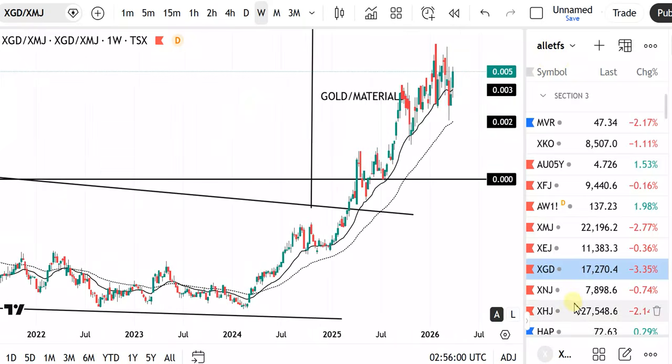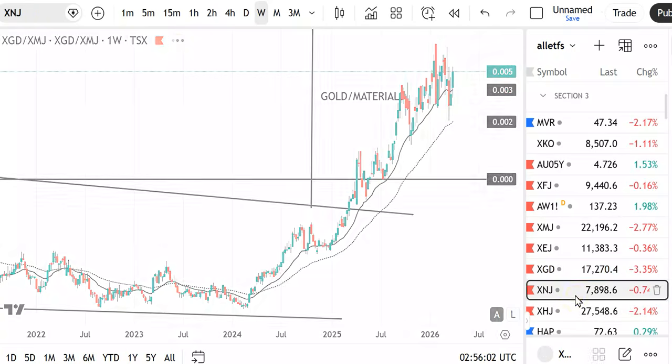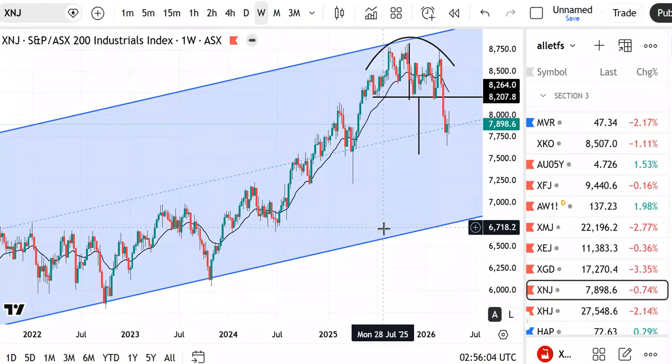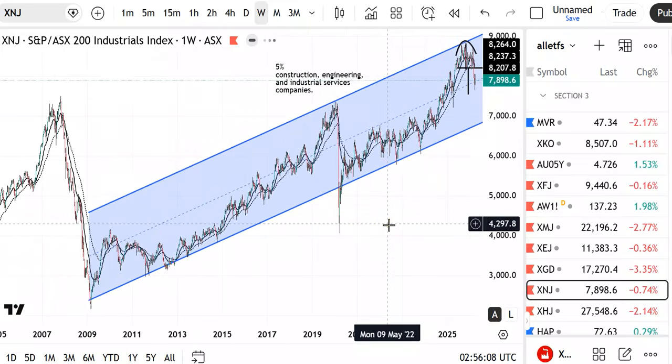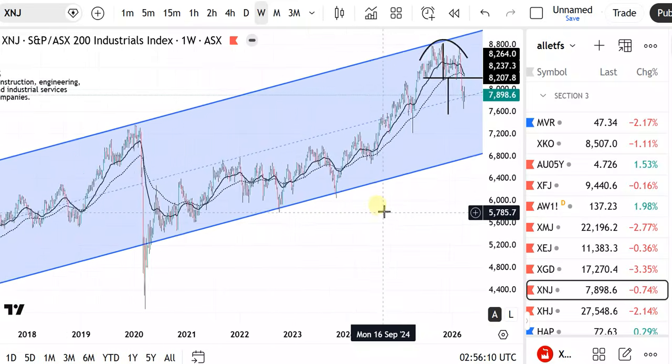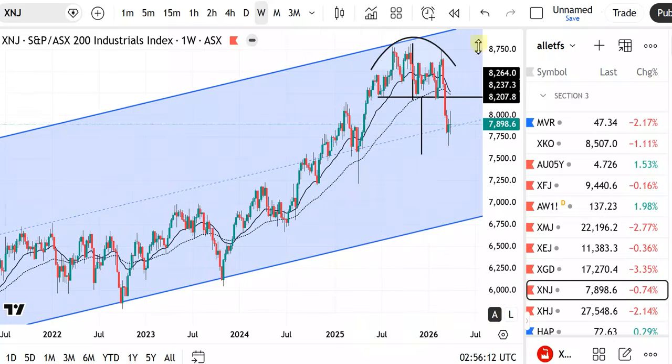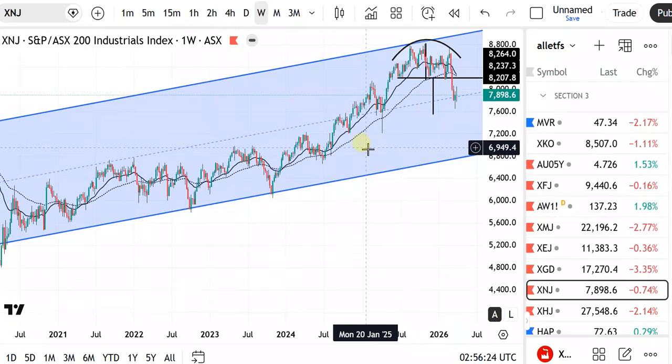Okay, and then the other bigger sector is industrials. They'll just blah along. In the short term, there's a target down here which would be in line with support. So no adding, no subtracting really, I don't think.